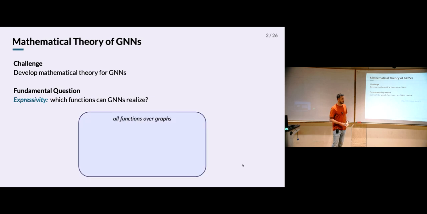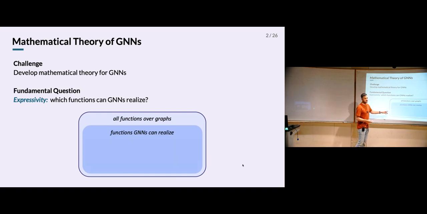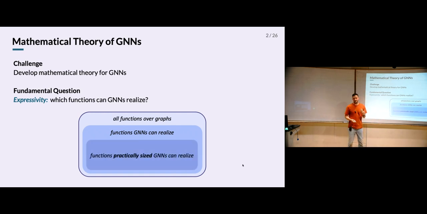To be more concrete, let's say we have the set of all functions over graphs. Then what we would like to characterize is, out of these, which functions can we realize using certain GNNs? And perhaps even more interesting is to characterize which functions we can realize using GNNs of a practical size. Okay, say a size that is polynomial in the parameters of the problem. Because in the end, these are the networks that we can really run.